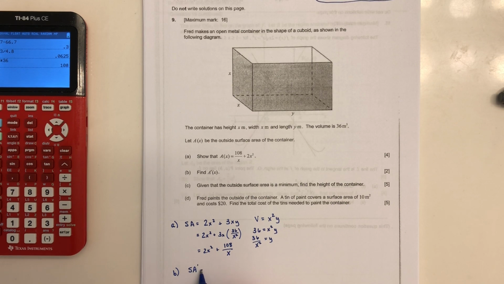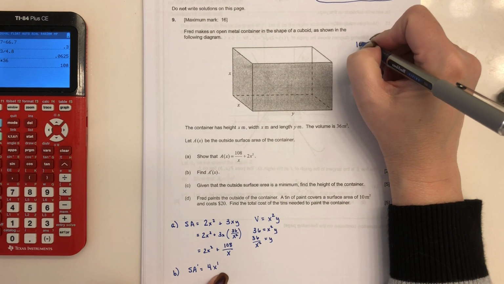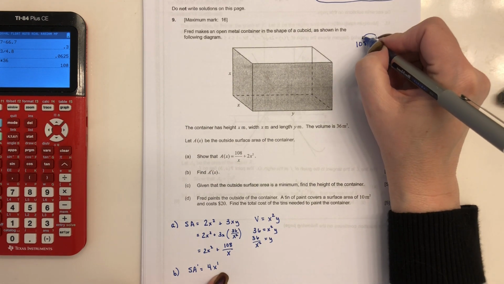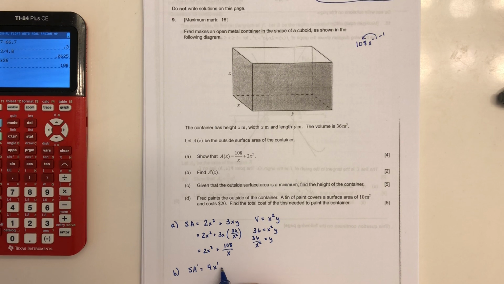And they'd like me to find the derivative. So I'm going to take the 2 down front, giving me a 4x to the first power. Now, the piece that's over here, I'm going to write it over here. That is 108 x to the negative 1 power. So when I bring the negative 1 down front and then subtract 1 from it, I'm going to end up with negative 108 over x squared. Okay, so that's how I get that derivative.